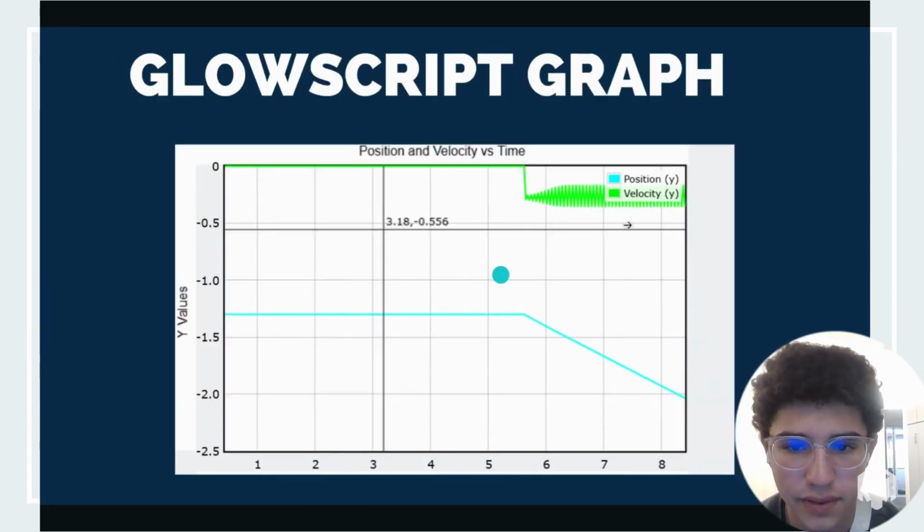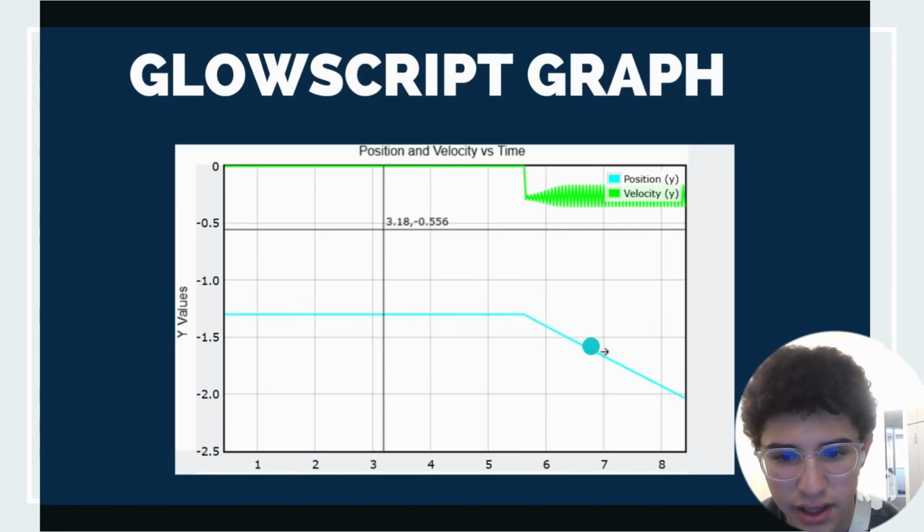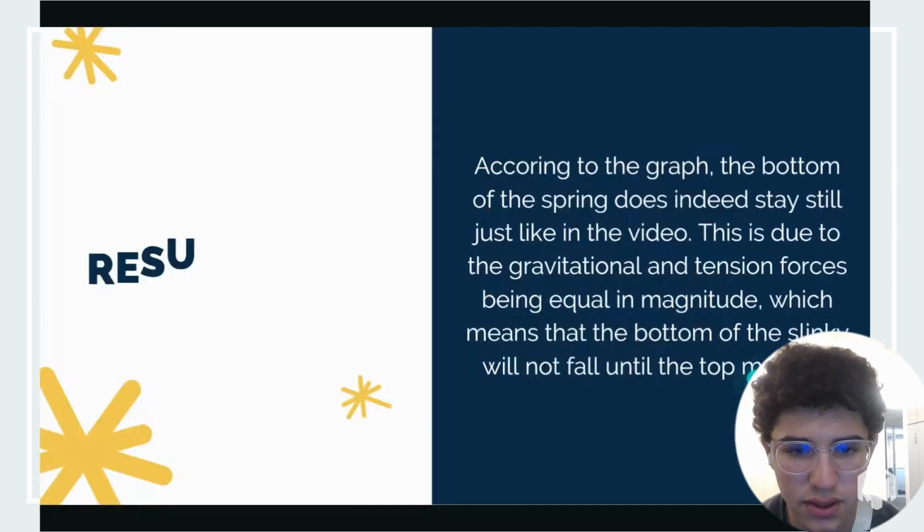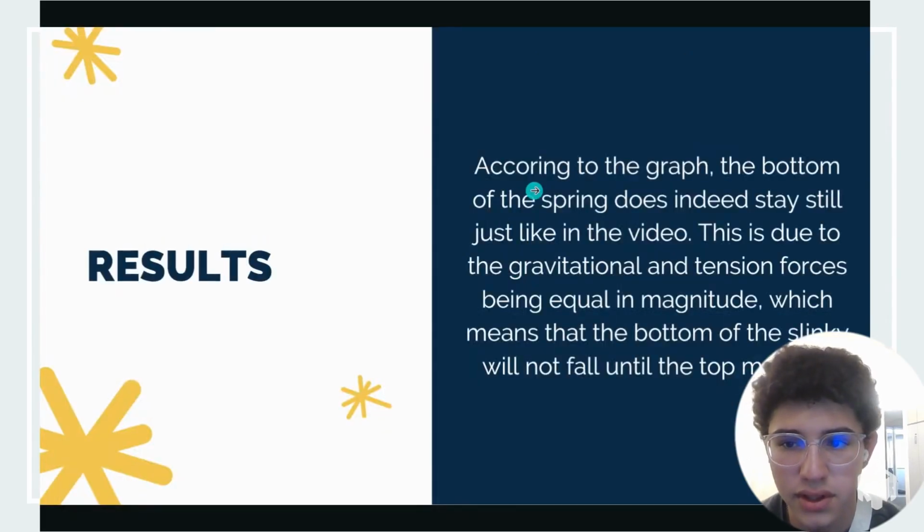So here's the graph. I don't really know what that green is, but we're going to ignore it. But here's the blue. So here you can see pretty much the same thing. It stays still and then it falls once the top meets it. So results, according to the graph, the bottom of the spring does indeed stay still, just like in the video. This is due to the gravitational and tension forces being equal in magnitude, which means that the bottom of the slinky will not fall until the top meets it.